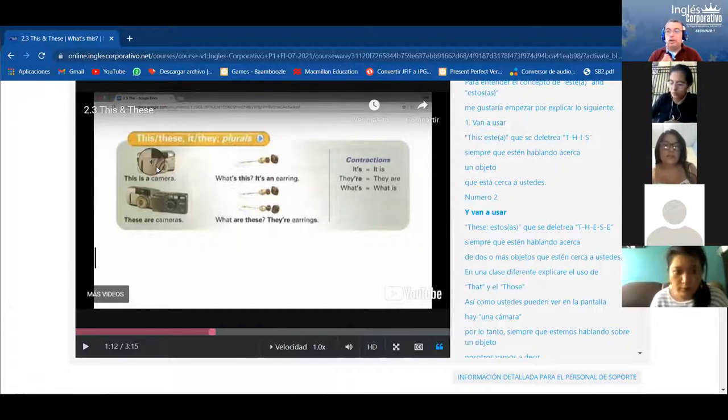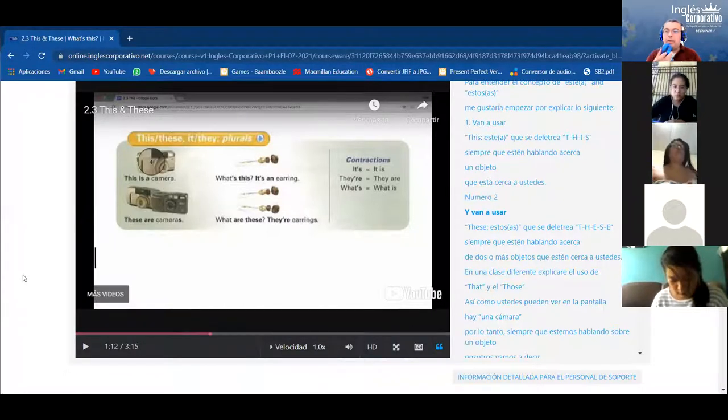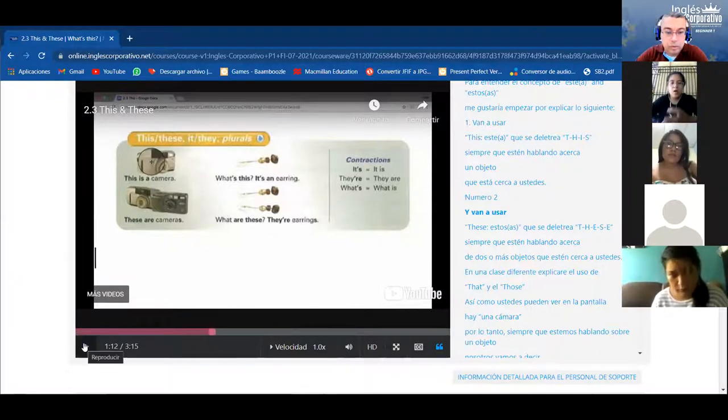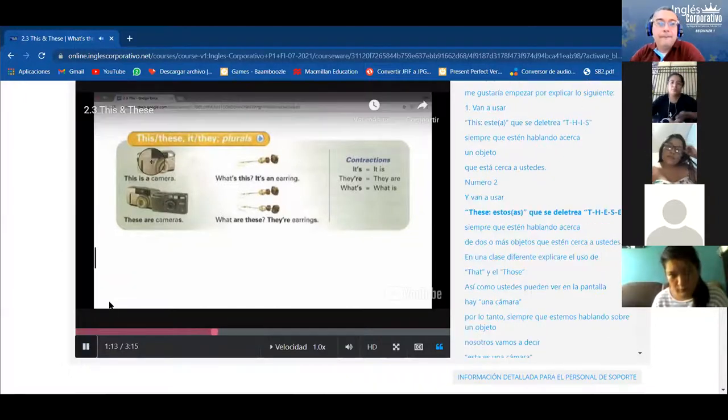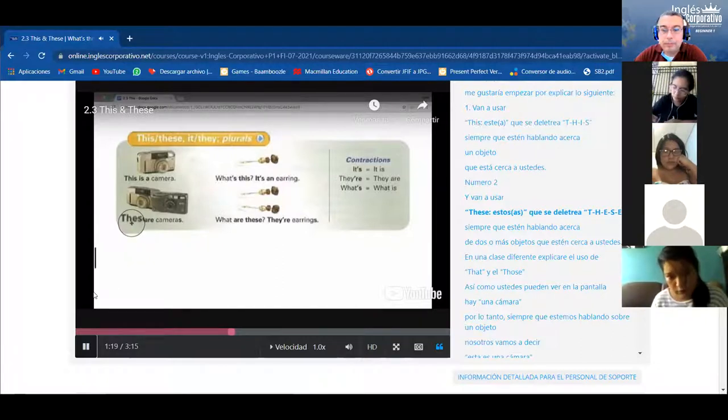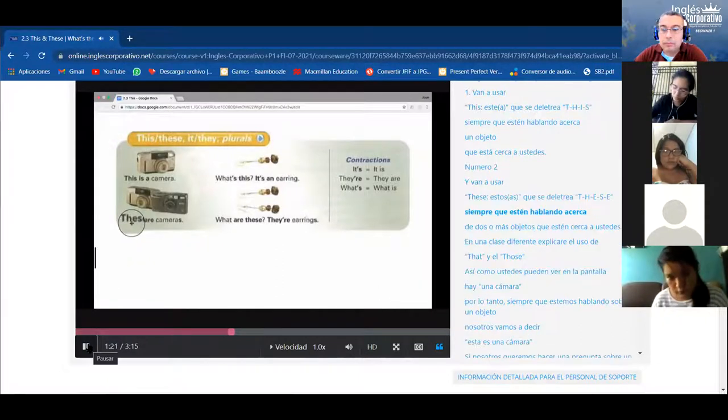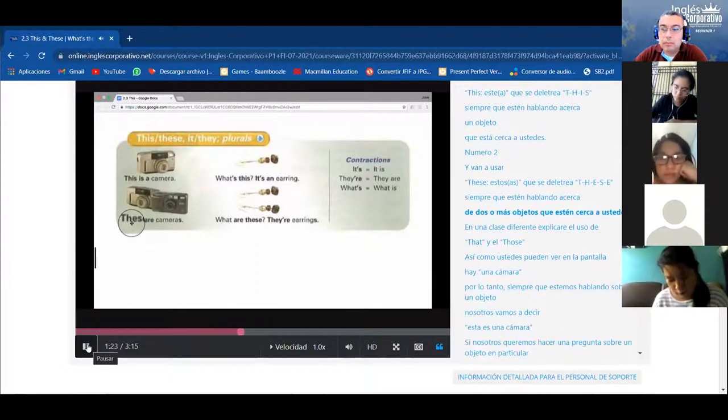For example, this is a pin. Right? This is a pin. This is a mouse. Está cerca. Okay? We're only talking about things that are close. Singular. Going to use these that spell out T-H-E-S-E whenever you're talking about two or more objects which are near you.